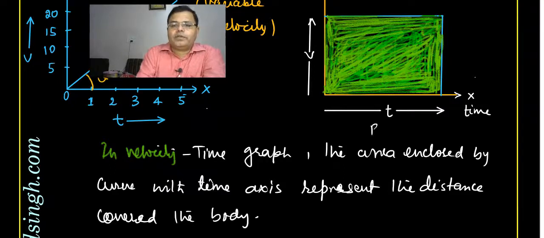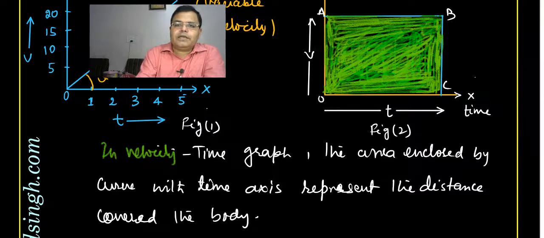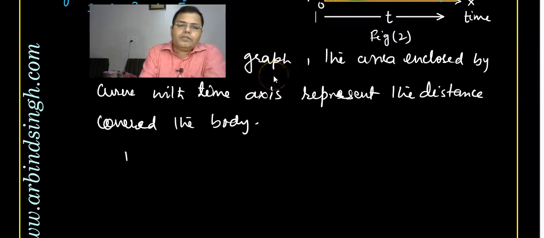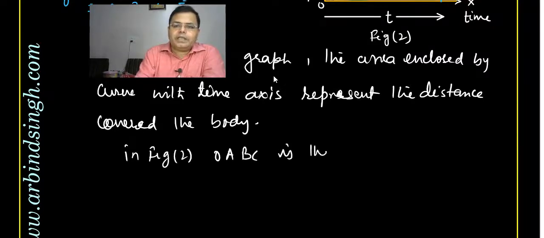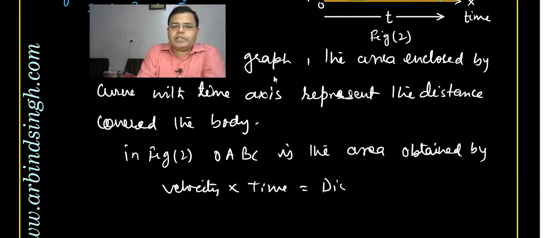Right? So if I say this is figure 2 and this is figure 1, and this is O, A, B, C in figure 2, then OABC is the area obtained by velocity into time, and velocity into time is distance. So here OABC is the area obtained by this, and that is equal to distance.